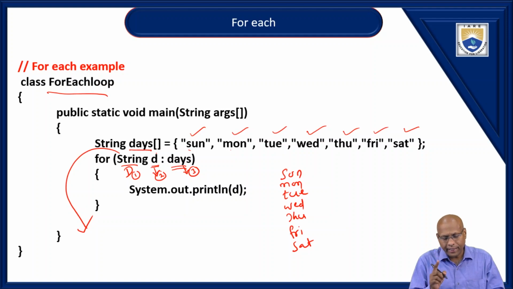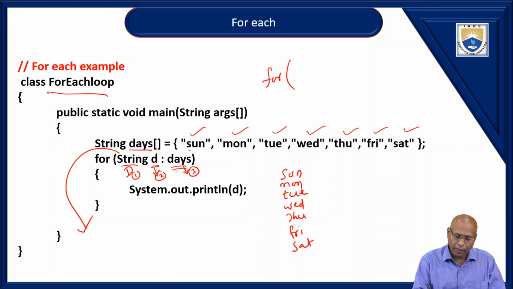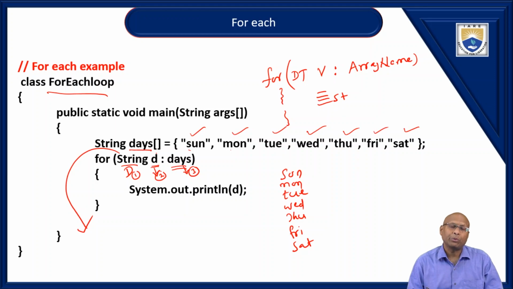Remember, for each, there is no word called each. While telling you, we say for each, but while writing the syntax, you have to write for only. For, followed by data type, followed by the name of the variable, then colon symbol, then followed by array name, open bracket, close bracket, then here the statements. So while saying, we'll say for each, but while writing, the each keyword will not be there. Okay. So you will be fetching one by one.